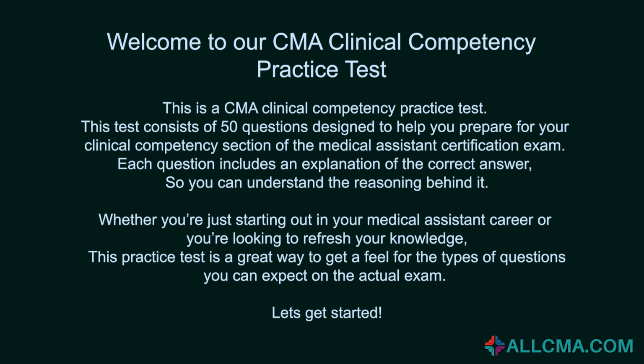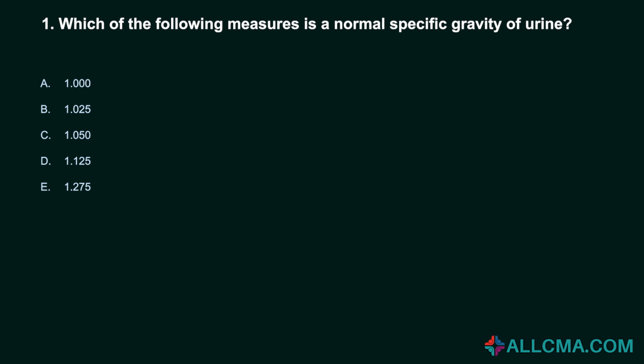Let's get started. 1. Which of the following measures is a normal specific gravity of urine? A. 1.000. B. 1.025. C. 1.050. D. 1.125. E. 1.275.